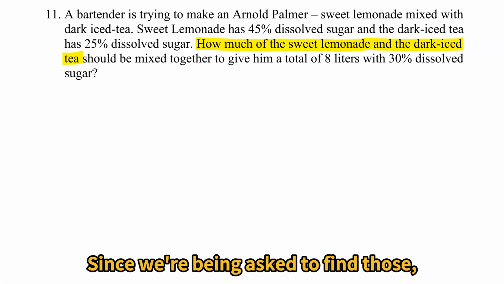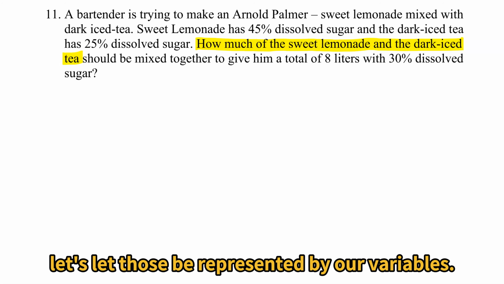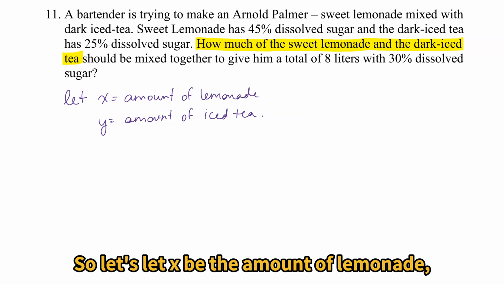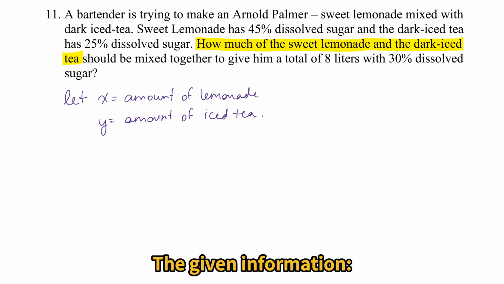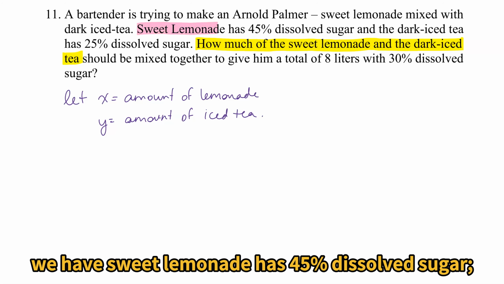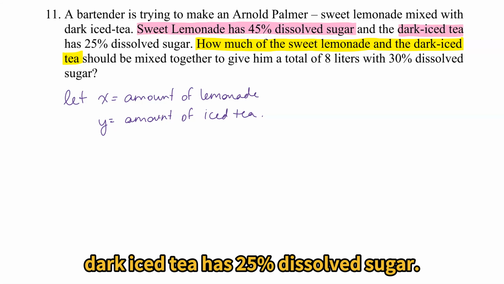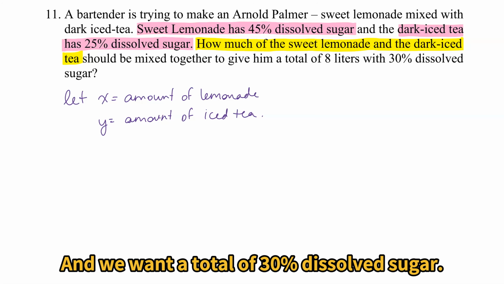Since we're being asked to find those, let's let those be represented by our variables. So let's let x be the amount of lemonade and y be the amount of iced tea. The given information: sweet lemonade has 45% dissolved sugar. Dark iced tea has 25% dissolved sugar. And we want a total of 30% dissolved sugar.